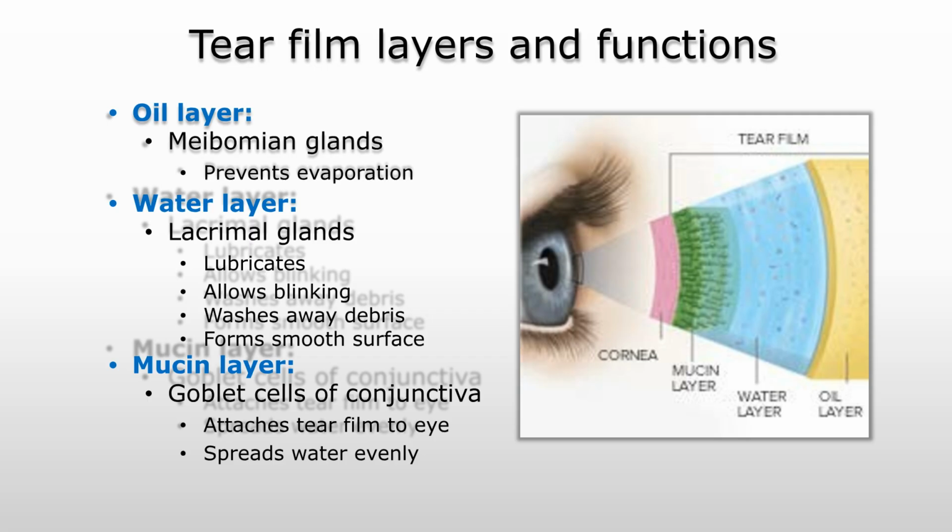The tear film has 3 layers. The oil layer, from the meibomian glands, prevents evaporation. The water layer, from the lacrimal glands, lubricates and washes away debris. The mucin layer attaches the tear film to the eye and spreads water evenly.